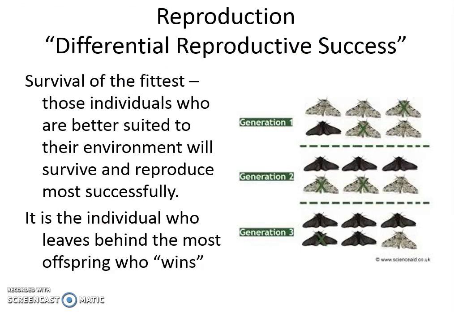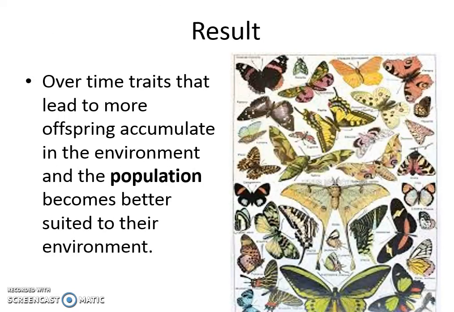So then you get this differential reproductive success. So those individuals who survive get to reproduce. And if you get to reproduce, you can pass on those traits to your offspring. So that's this whole survival of the fittest. It's important to note that this isn't survival of the strongest. Survival of the fittest is really the one who leaves behind the most offspring. Over time, those traits are going to accumulate in the environment, and the population as a whole will become better suited to the environment.